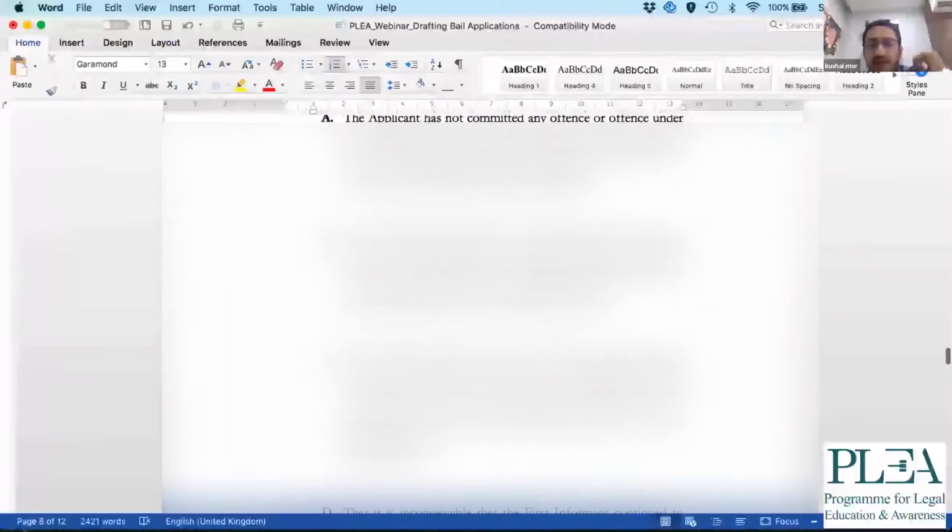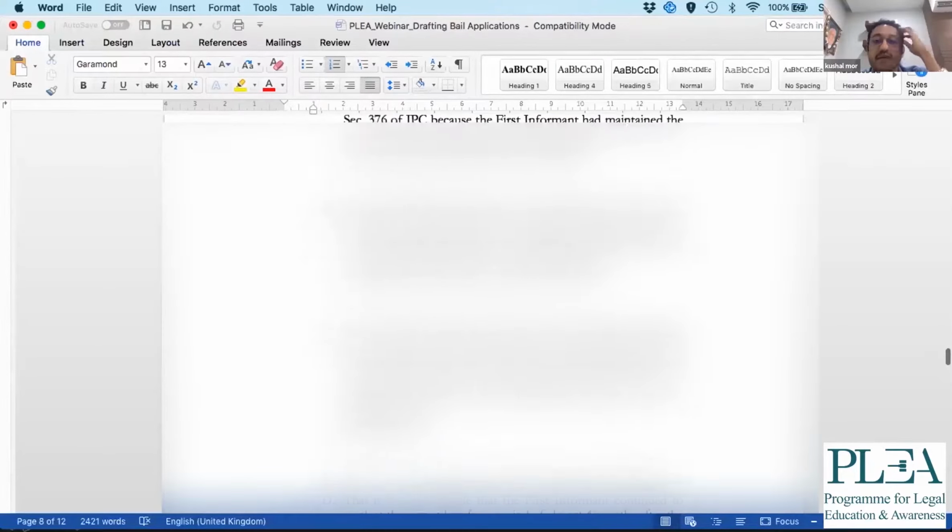Second, FIR is registered after an inordinate delay of more than 3 years. Delay is very, very crucial. In any bail application, delay plays a major role, especially because delay leads to afterthought and delay needs to be explained. Here, there is a delay of more than 3 years, inordinate. The FIR is vague, devoid of necessary details. For example, in this FIR, I have taken that the date of the incident when actually the rape happened is not mentioned. So I have said the FIR is vague. The FIR needs to have particular details of things like this, that on which date did the incident actually happen.